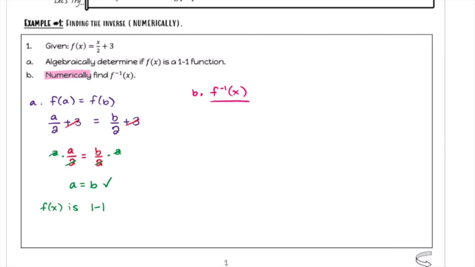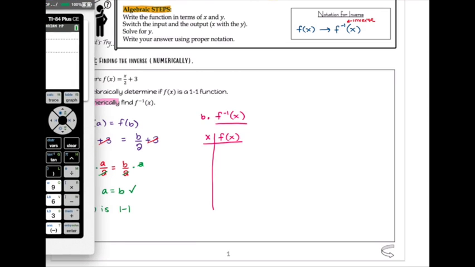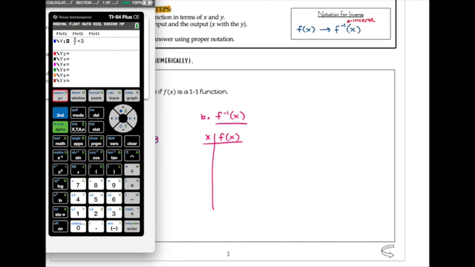All right, so how do we find the inverse numerically? When you are asked to numerically find the inverse, what you need to first start off doing is find points for the original function. So we're going to use our calculators and input f of x. Okay, so I did that. I went to y equals, I've input my function, and I'm going to get my table, second graph.